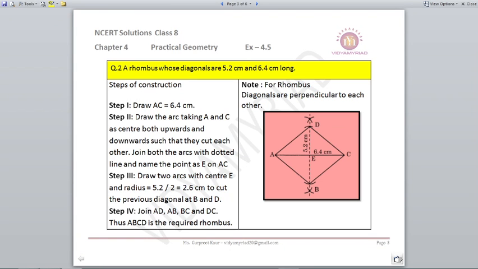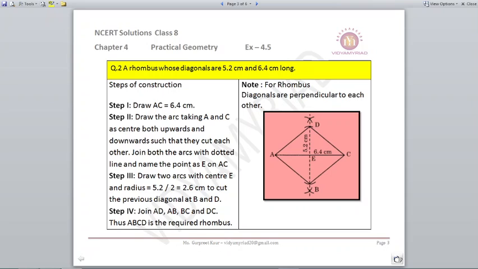Question number 2. A rhombus whose diagonals are 5.2 centimeters and 6.4 centimeters long. Now what is the property of a rhombus? Diagonals are perpendicular to each other. That means we have to draw the perpendicular bisector of AC. Here you have ABCD as the rhombus which we are going to construct.